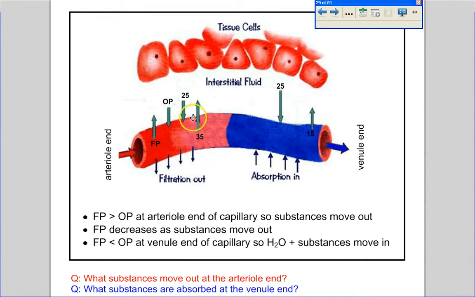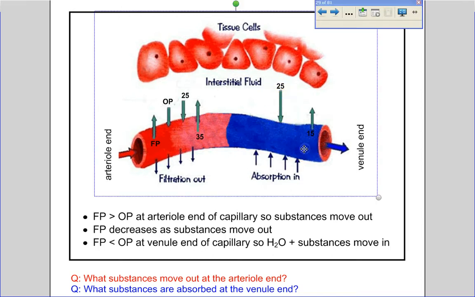Since stuff has been forced out at this end, as you move along the capillary, the fluid pressure is going to decrease. You can see the number went from 35 to 15. That pressure has gone down, but the osmotic pressure is still the same. Since the pressure pushing inward is higher than the pressure pushing outward, materials are going to be pushed into the capillary.